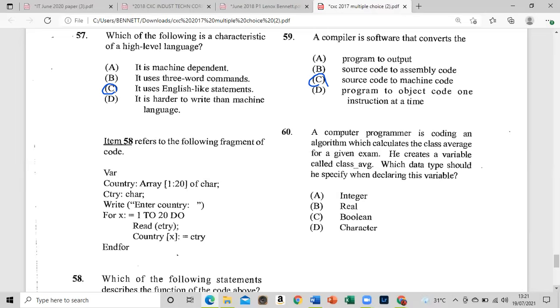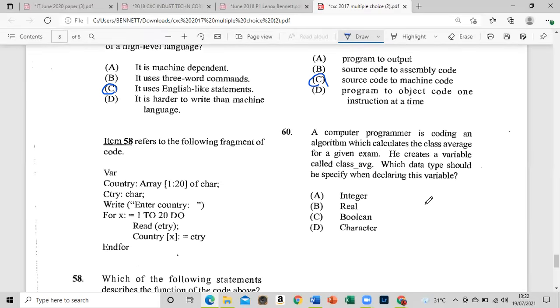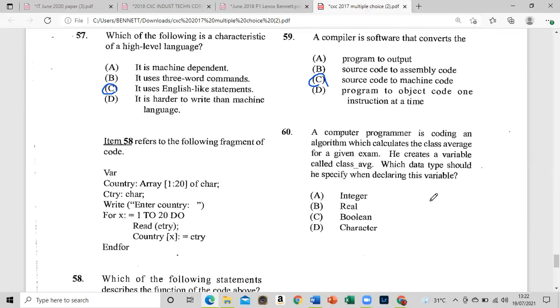All right, so a computer programmer is coding an algorithm which calculates the class average in a given exam. He creates a variable called class_average. Which data type should he specify when declaring this variable? Is it A, integer? Remember your average can be like 25.5, right? So it wouldn't be integer, it would be real.